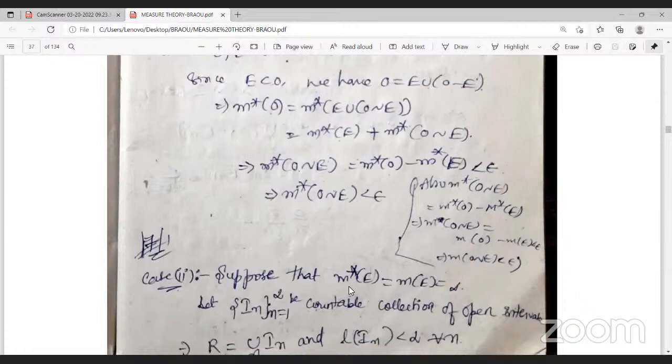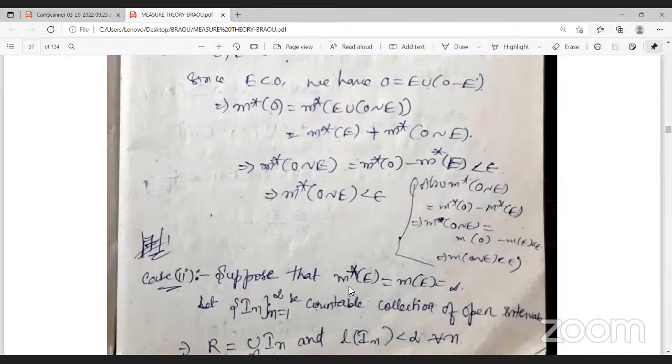For this one, taking M star on both sides. M star means outer measure. M star of G minus E is less than or equal to summation n equal to 1 to infinity M star of Gn minus En, which is epsilon by 2 power n. Summation of epsilon by 2 power n is a geometric series. What is the sum of infinite terms in a geometric series?